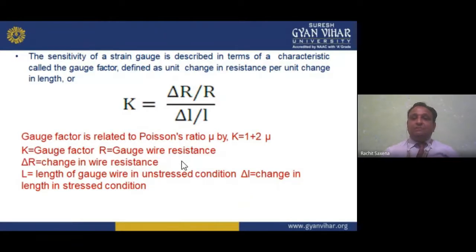Now, simply we can say, we use the gauge factor, that is delta R by R upon delta L by L. Sometimes we use E also with this to identify, and with the Poisson ratio given by mu, K equals 1 plus 2 mu, where R is the resistance change in the wire, and L is the length. If length is changing, then resistance is also changing.